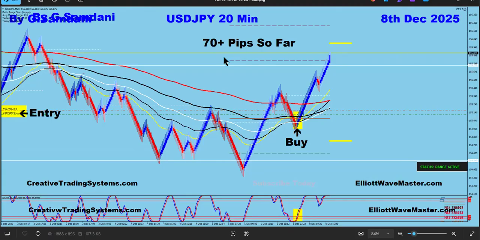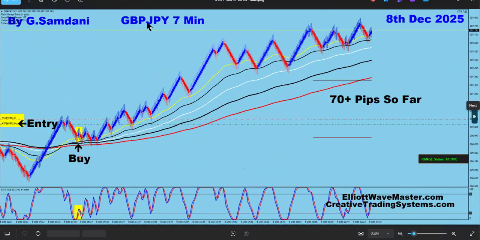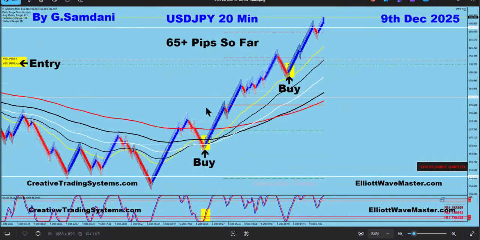Right. So the first one, USD yen, 70 pip to the upside. The second one, pound yen, 75 pip. Same story, same setup. Pound yen, that was from the 20-minute chart, and this is from the 7-minute chart right there. The entry right here for 70 pip. This is USD yen. This was the first one I showed you, and then the second one from here to here, 65 pip on the 9th.